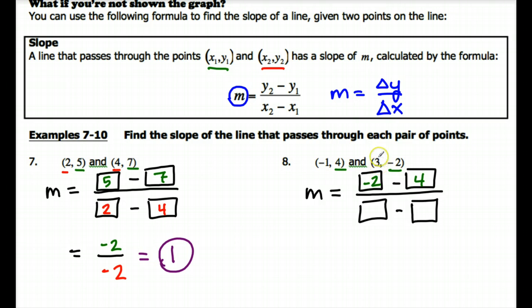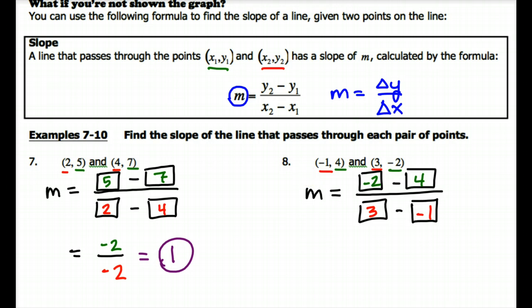Okay, so for the top part, really the order doesn't matter. You can do negative 2 minus 4, or you could do 4 minus negative 2. But whatever order you choose to subtract in on the top, you have to keep that order consistent for the bottom. So because I chose to start with my negative 2 on the top, I now need to start with the 3, the 3 that corresponds to the negative 2 on the bottom. So if you do negative 2 minus 4 on the top here, you have to do 3 minus negative 1 on the bottom. And this is one reason why I'm putting in these placeholders, these boxes, so that you don't mess up your signs.